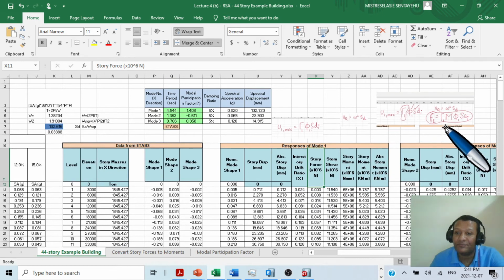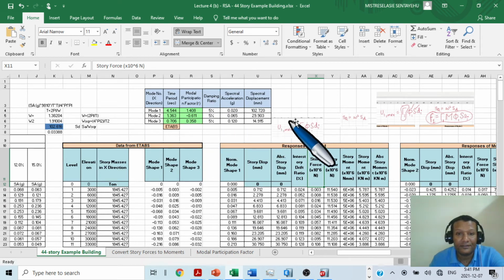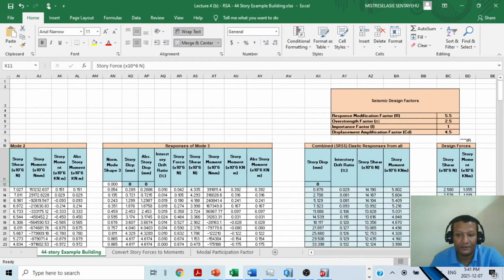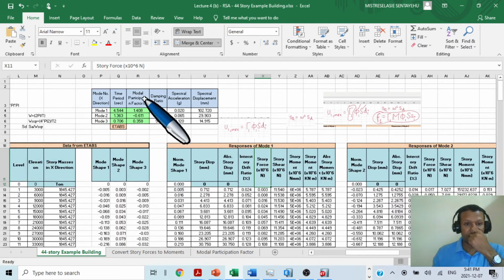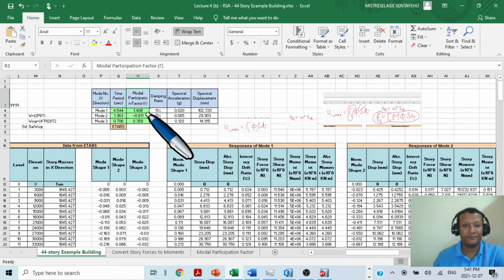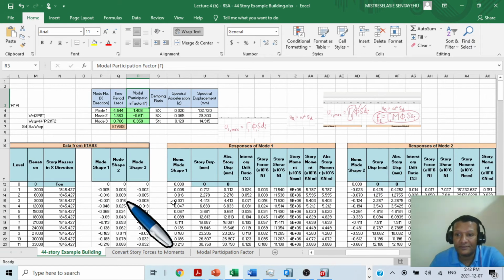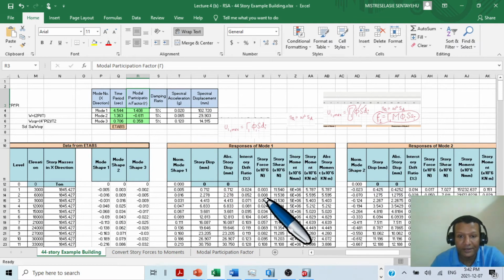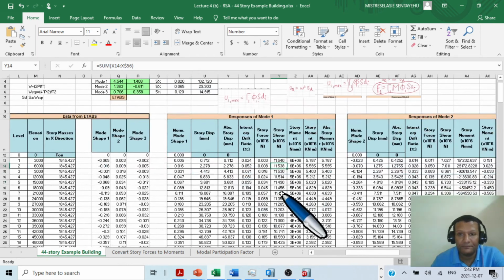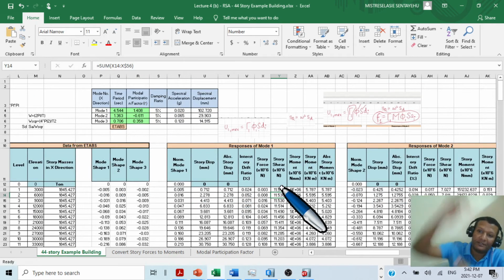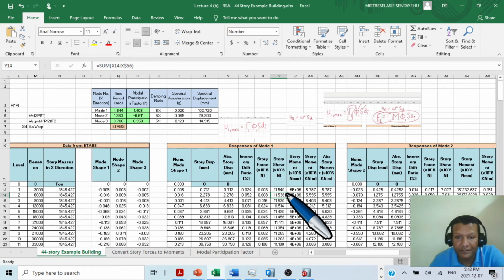Again story forces, we have modal mass. Here we have the modal mass. The mode participation factor here, times mass times phi times SAi, the spectral acceleration in the i-th mode. This one will give us the force. This is the force. Then story shear, just summing from the top down to the level, we will find the story shear.